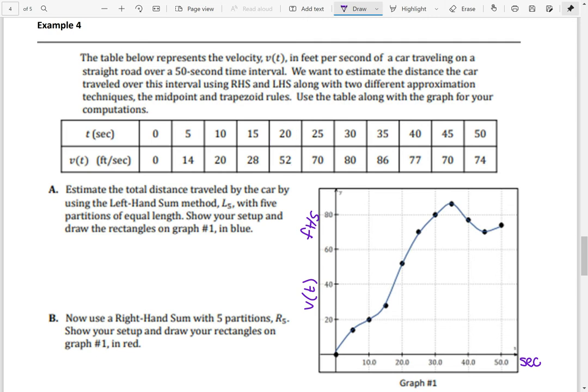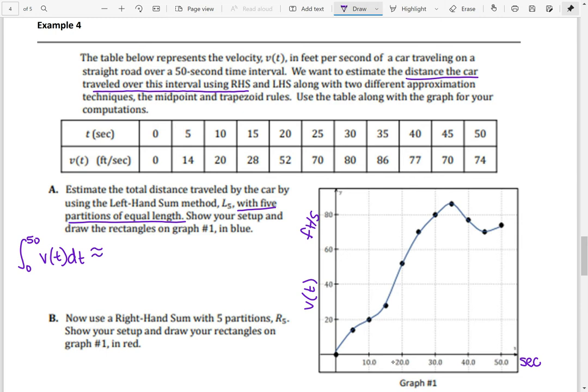Okay, we want to estimate the distance the car traveled over this interval using right-hand sums and left-hand sums, along with 2 different approximation techniques, the midpoint and trapezoid rules. We'll use the table with our graph for our computations. Okay, so on part A, we want 5 partitions of equal length, starting at 0 to 10. So I'm trying to estimate the integral from 0 to 50 of v of t dt.